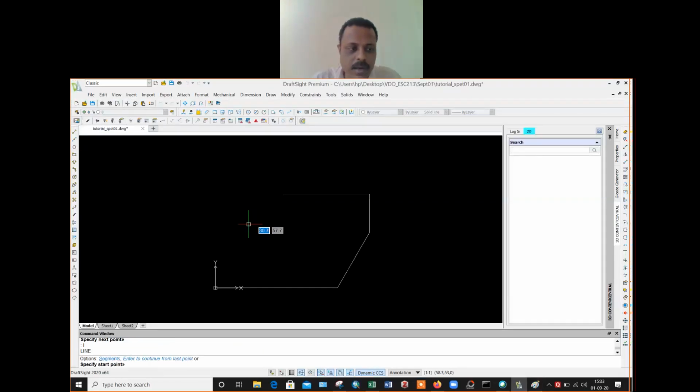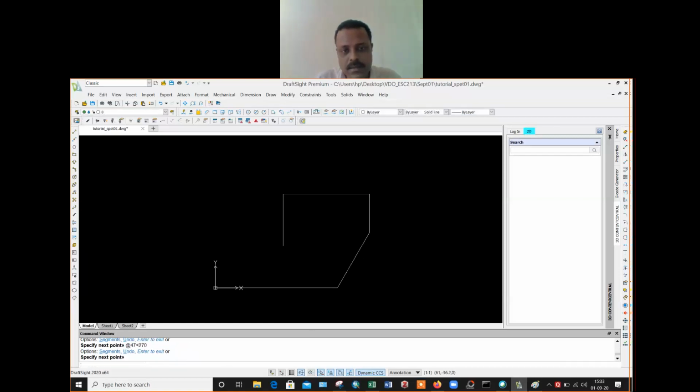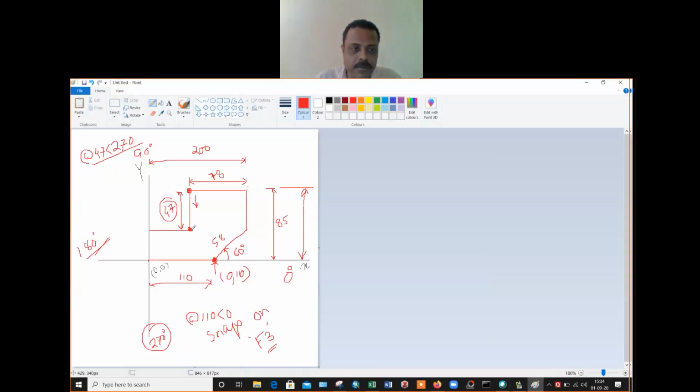First, I draw line command and then pick up the endpoint. You see endpoint coming on the screen. Click and then I go to the command line here. Specify next point. So there I write at rate. Here I write at rate 47 less than 270. Am I getting the shape? So I have this shape now.